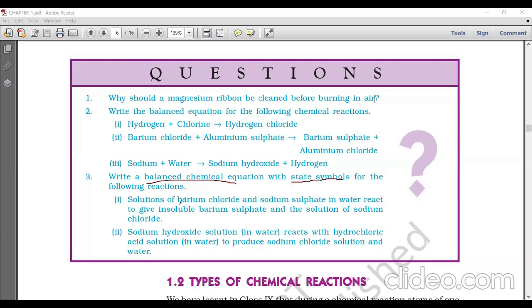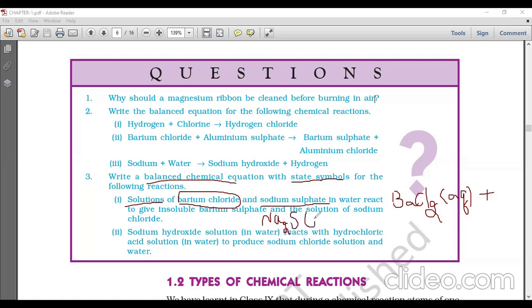Solutions of barium chloride. So what is the formula of barium chloride? The formula of barium chloride is BaCl2. Now he's saying it is a solution. Solution means it is dissolved in water. So at that time what we do is we write in brackets aqueous. And sodium sulfate, plus sodium sulfate. The formula of sodium sulfate is Na2SO4.